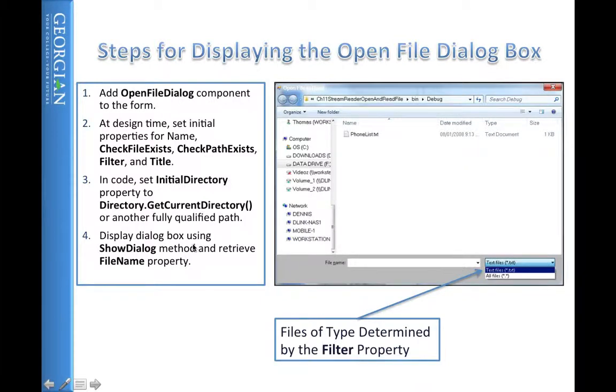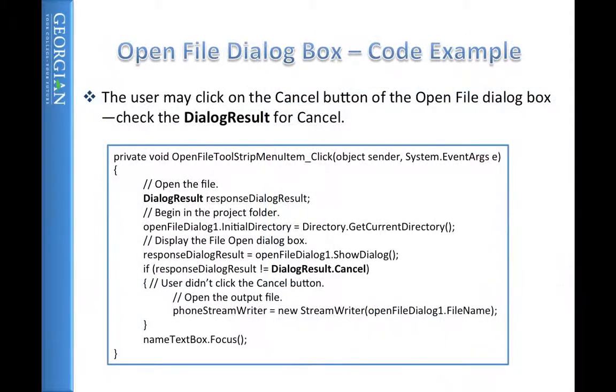Okay. In your code, you can set your initial directory to Directory.GetCurrentDirectory, right? That's going to tell me where you are currently. Like the type of application you're running, it's going to go to your bin debug file. And then you're going to display the dialog box. So what we're doing is we're building the dialog box with all of its methods and properties, and then we're displaying it. We're not going to display it first and then build it. We're going to build it, assign its properties, and then display it. Here's an example of that.